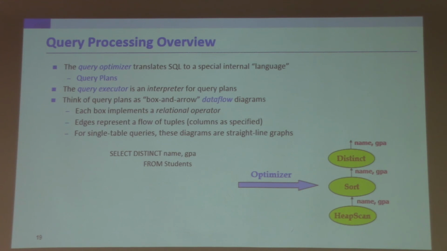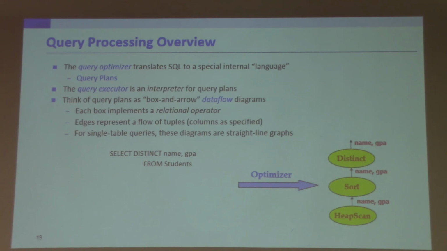Why do you need to do sorting? Because you have the distinct operator. I briefly talked about how we remove duplicates from a set. There are two approaches. One is hashing, the other is sorting. Once you do the sorting, you can remove duplicates by a sequential scan. So here I go with sorting. So I sort them, then I feed the output of the sorting operator to the input of the distinct operator. And then finally that's my output.